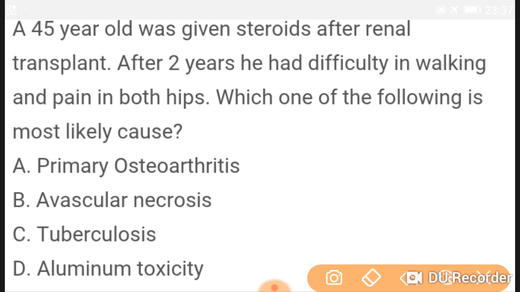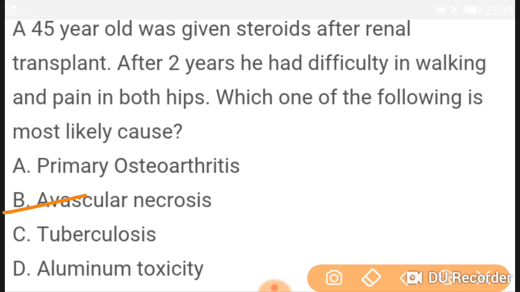Then, a 45-year-old was given steroids after renal transplant. After 2 years, he had difficulty in walking and pain in both hips. Which one of the following is the most likely cause? That is avascular necrosis. And how to remember avascular necrosis?